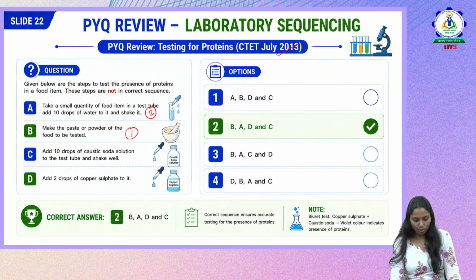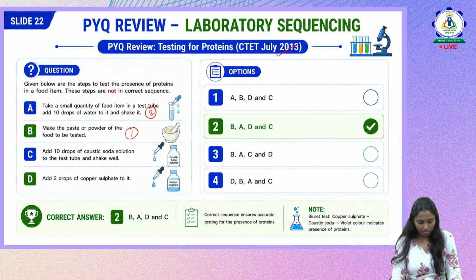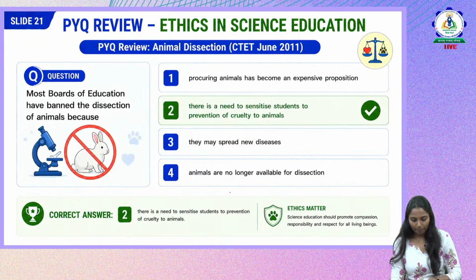This is nothing but testing of proteins. If you have seen this, the same thing in our food chapter in the morning, we have talked about how we can test the presence of proteins. It's the same steps that are being followed, but here it is used to understand the scientific process. So based on this, the answer is 2, right?